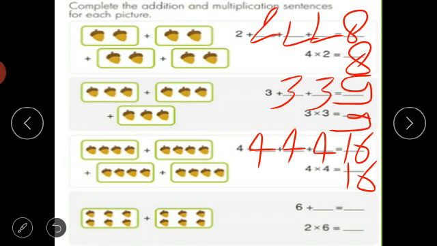Now the last, there are 2 groups. How many groups? 2 groups are there. Okay, each group is having how many fruits? 1, 2, 3, 4, 5, 6. 6 fruits. So 6 is already written. So in the next group you count the fruits. 1, 2, 3, 4, 5, 6. 6. So 6 plus 6. Now count all fruits together. 1, 2, 3, 4, 5, 6, 7, 8, 9, 10, 11, 12. 12. So children, 2 times 6 is equal to 12. Are you getting it, children?